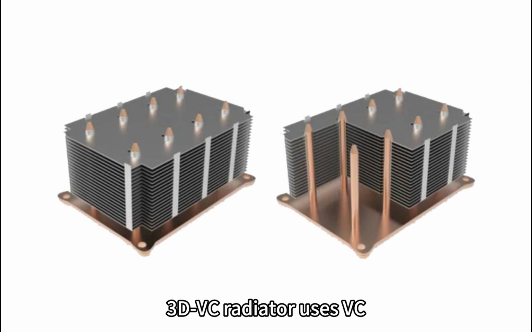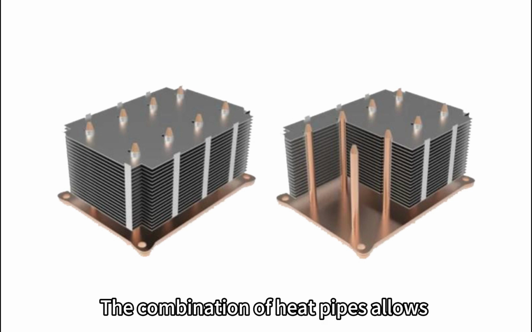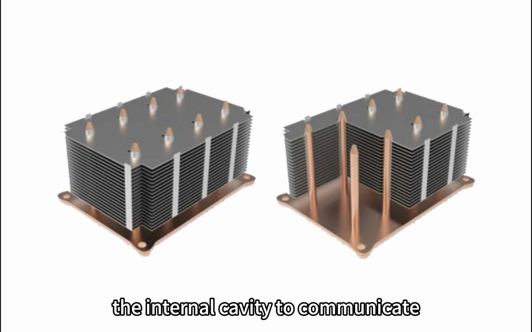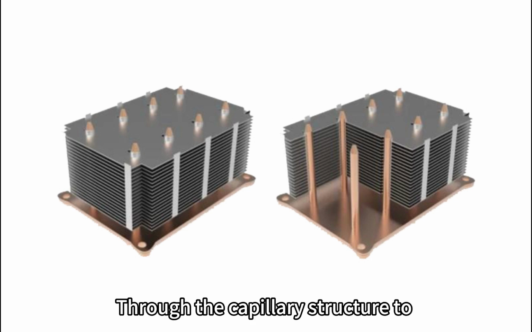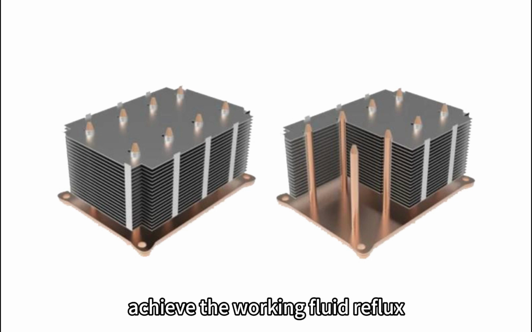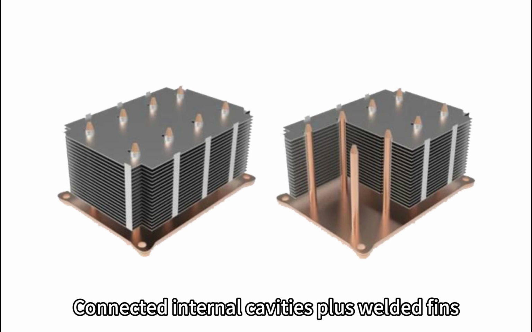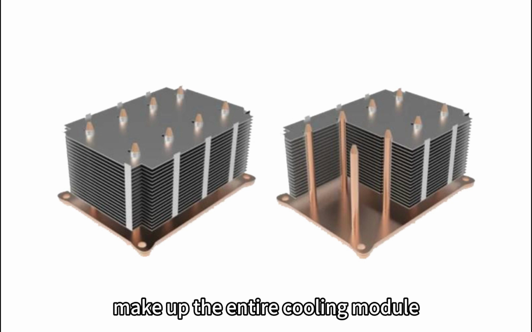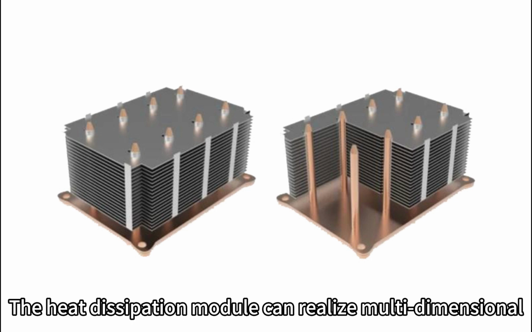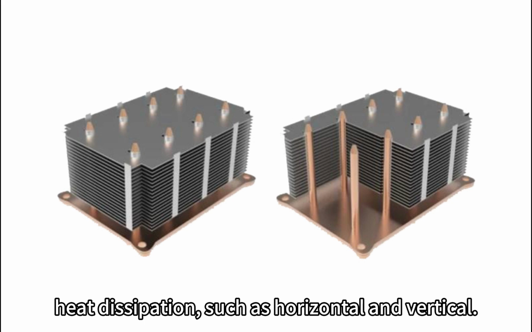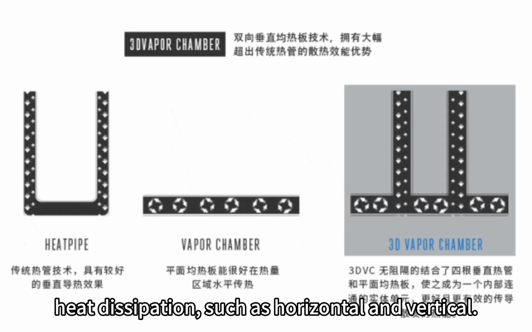The 3D-VC radiator uses a combination of VC and heat pipes, which allows the internal cavities to communicate through the capillary structure to achieve working fluid reflux and complete the heat conduction. The connected internal cavities plus welded fins make up the entire cooling module. The heat dissipation module can realize multi-dimensional heat dissipation, such as horizontal and vertical.